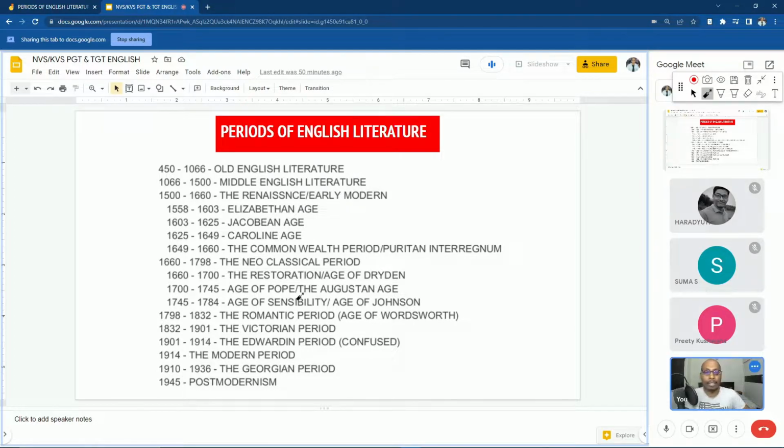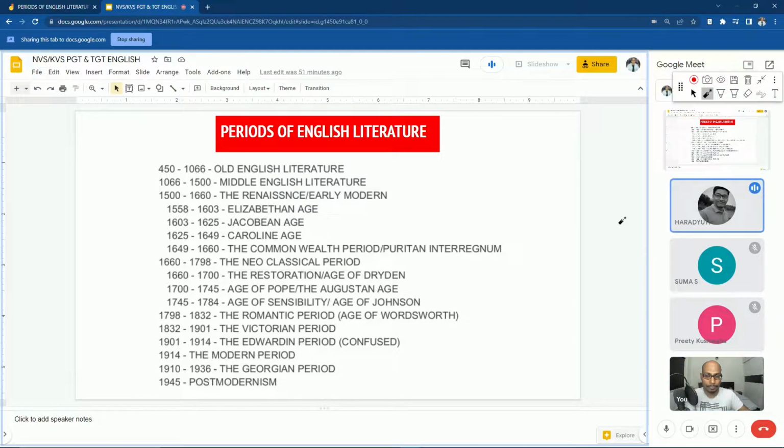Good. Now, Ghosh, am I audible? Yes, sir. Tell me, what is the age which is known as Age of Pope? I want the years. Age of Pope. It is from 1700 to 1745. Right. Why is it called Age of Pope?